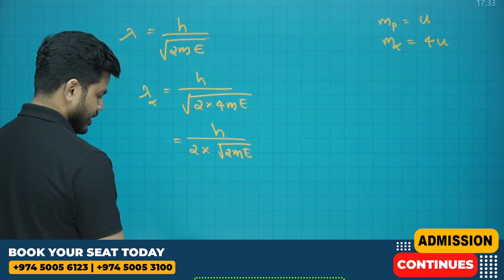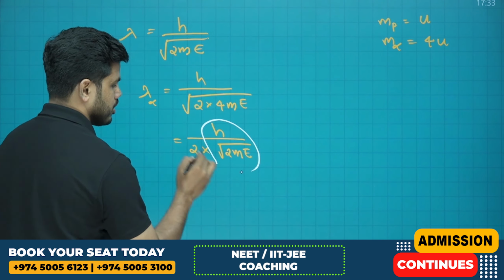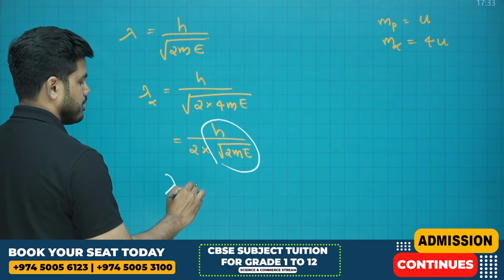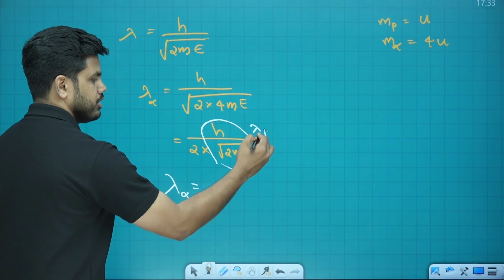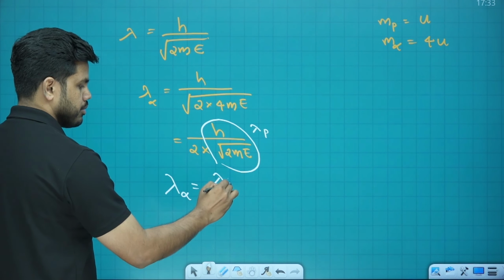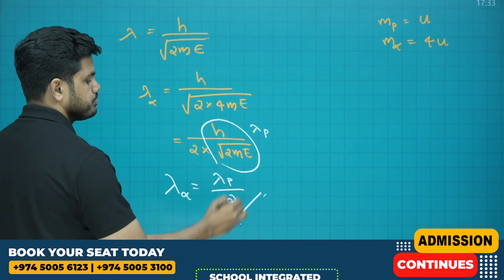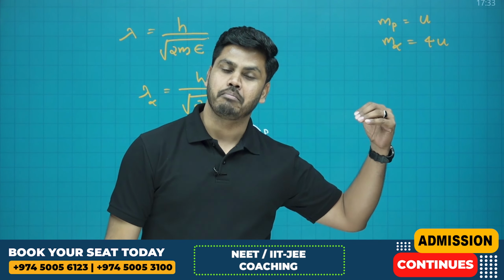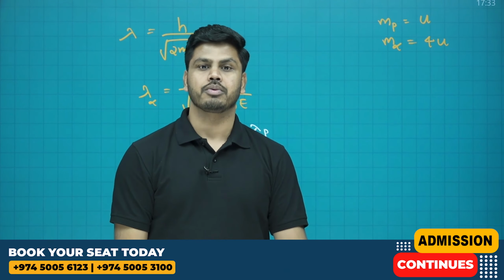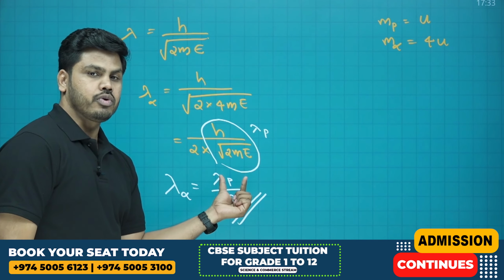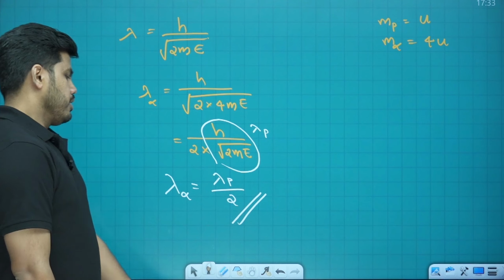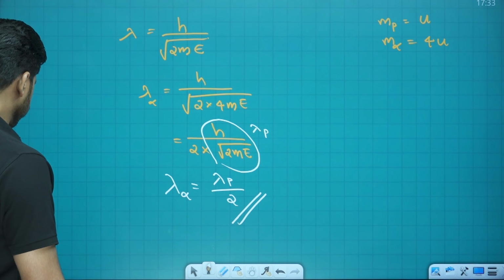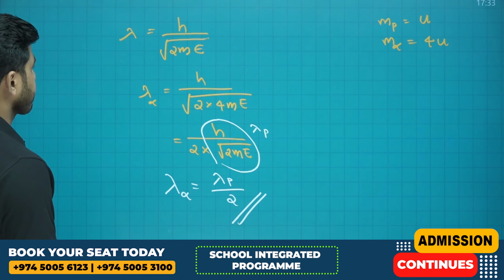Look at this. This quantity we have already found out. Lambda of alpha particle is equal to lambda of proton, the one which we calculated before, divided by 2. So the wavelength reduces to half of the value if it is an alpha particle instead of a proton, because the mass will be 4 times the mass of a proton. Okay, fine. So that was the question. Now let's move on to the next.